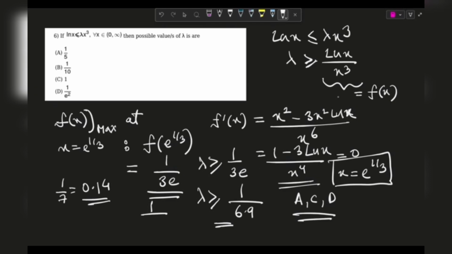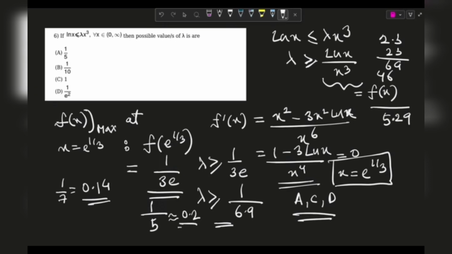2.3 squared, if we try to ascertain the value roughly, is 5.29. So 1 by 5 also, if we take, is roughly 0.2 or something. It can be 0.1 something also, but definitely greater than this. I hope you can understand. So A, C, D will be our correct options as per this final condition.